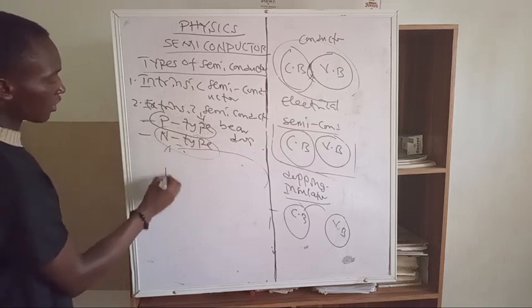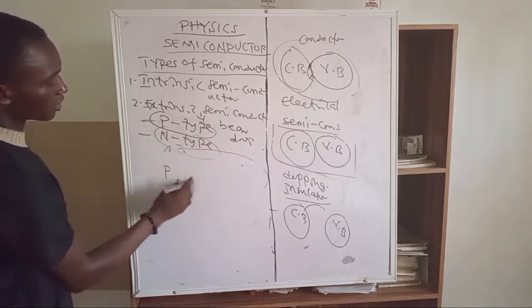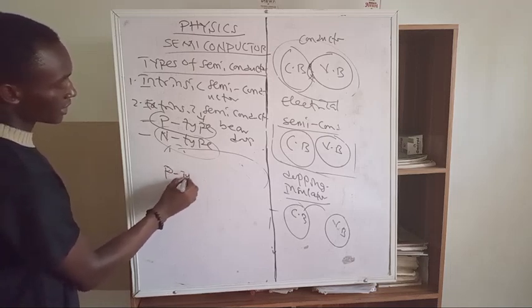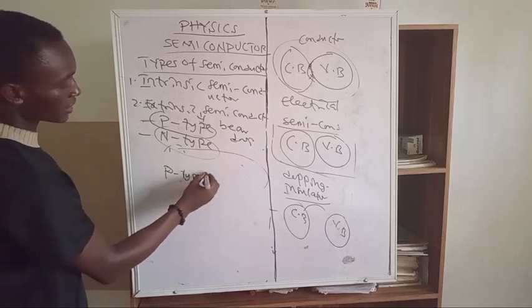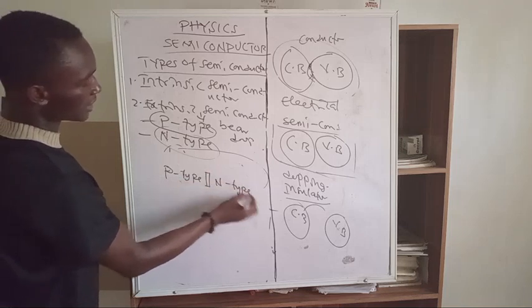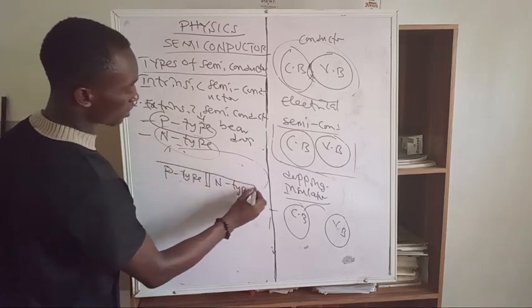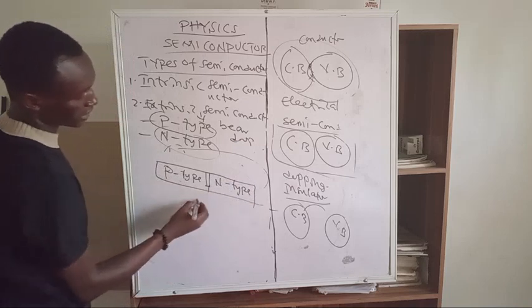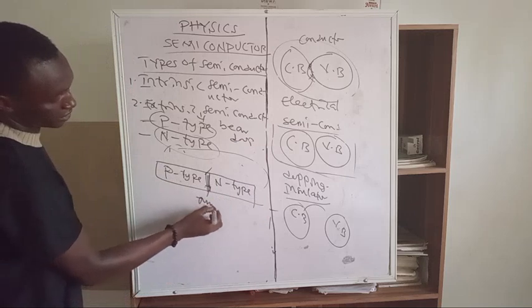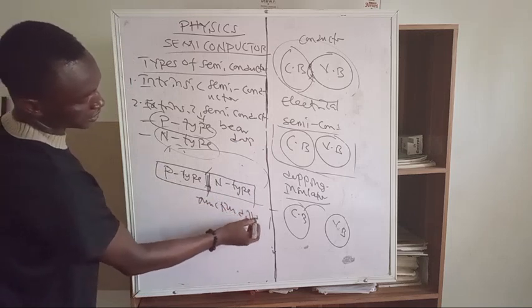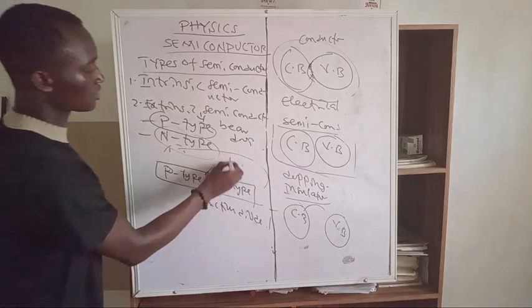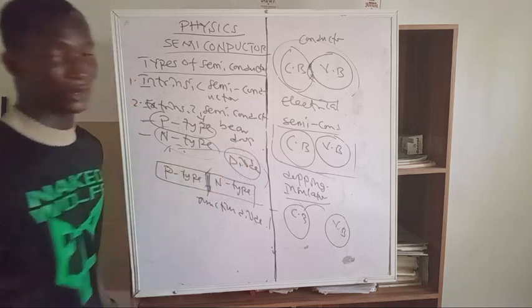Now for the P type and N type, the device we use in connecting them is what we call a diode. It's at the center. You have the P type here, then your diode is at the center, and the N type on the other side. What joins these two semiconductors together is what we call a junction diode. So a junction diode is a device that connects the two types of extrinsic semiconductor together, which are the P type and N type.